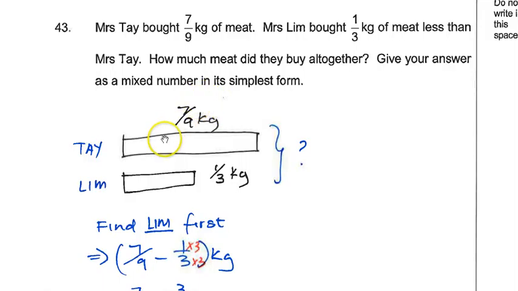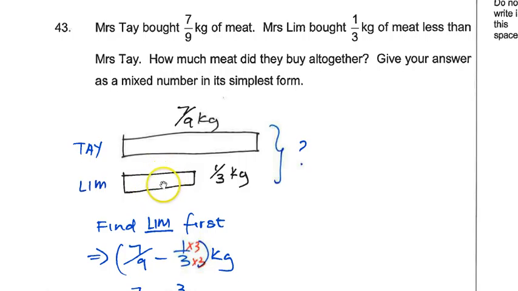Okay, take a look at the first one. This is Mrs. Tay, just one block. Now watch out, this is not even 1 kilogram. 7 over 9 of a kilogram is not even 1 kilogram. And the difference between Mrs. Tay's meat and Mrs. Lim's is 1/3. Mrs. Lim bought less than Mrs. Tay. Alright, now what is the question? How much meat did they buy altogether?